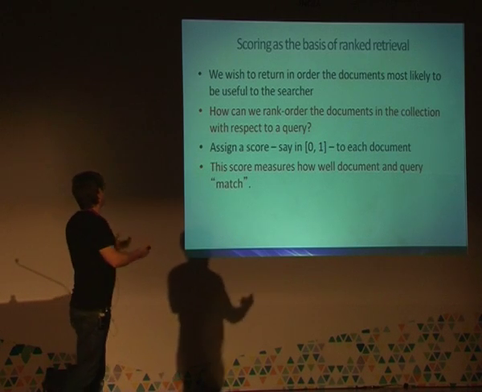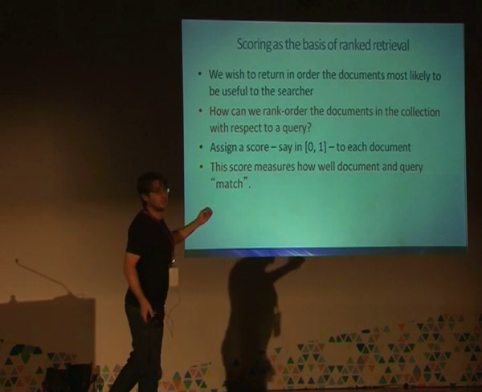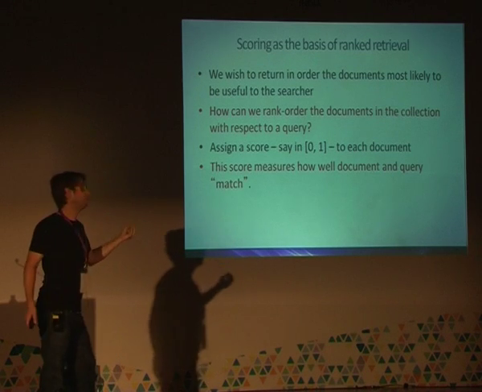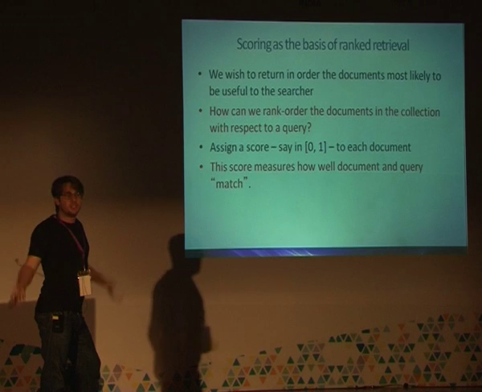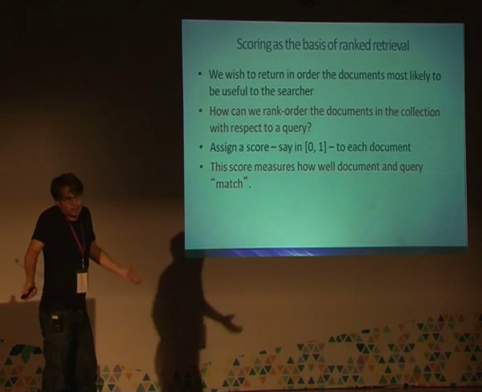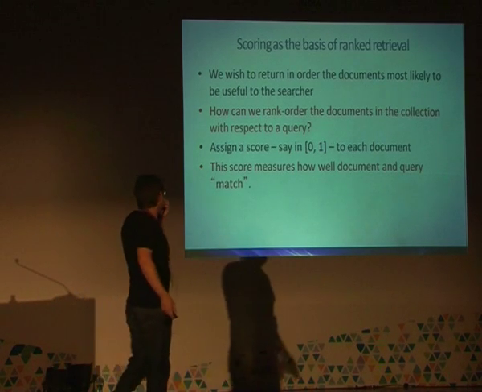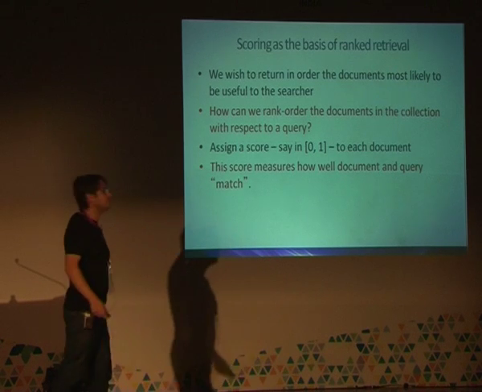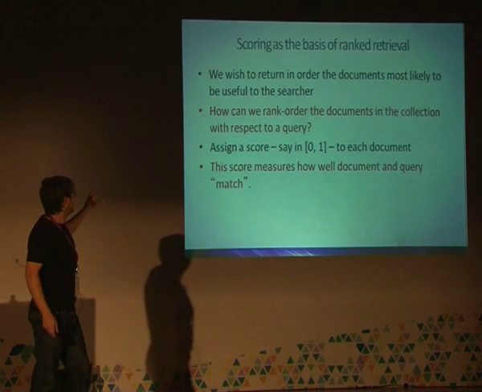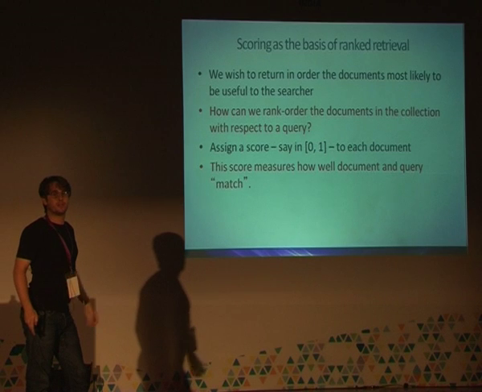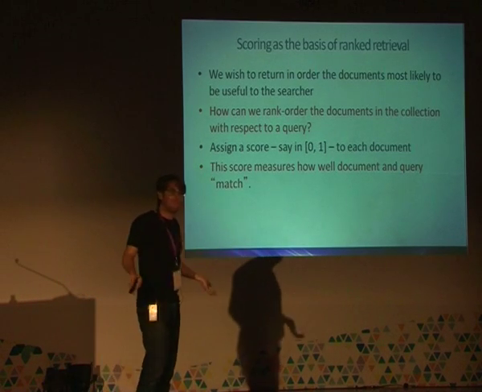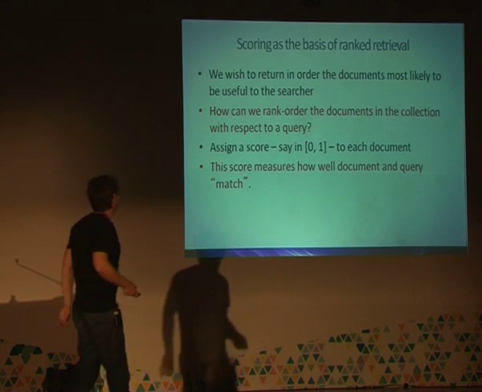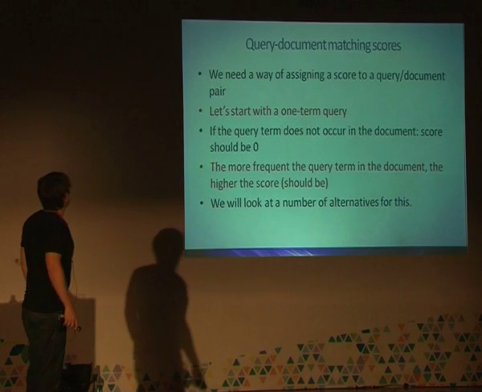So scoring, this is how we do it. We just assign a number to every document for the query, say between 0 and 1. It's not between 0 and 1 generally, but you can think about it that way. And this score has to measure how well document and query match. Okay? This is what retrieval modeling does, it tries to come up with this score.